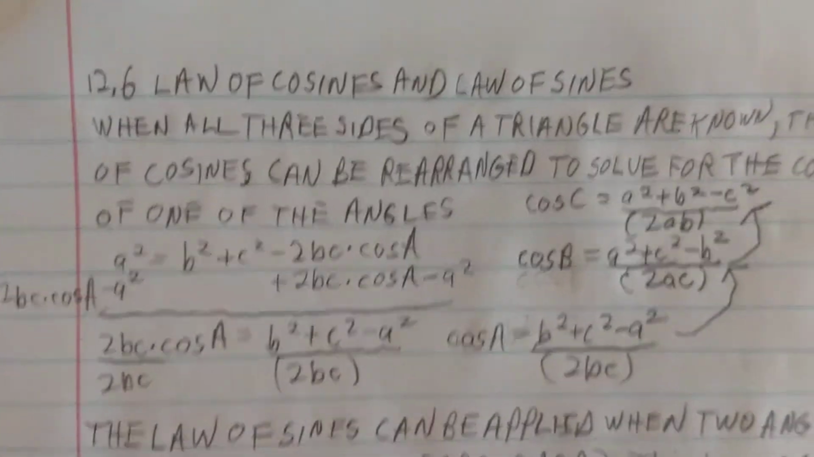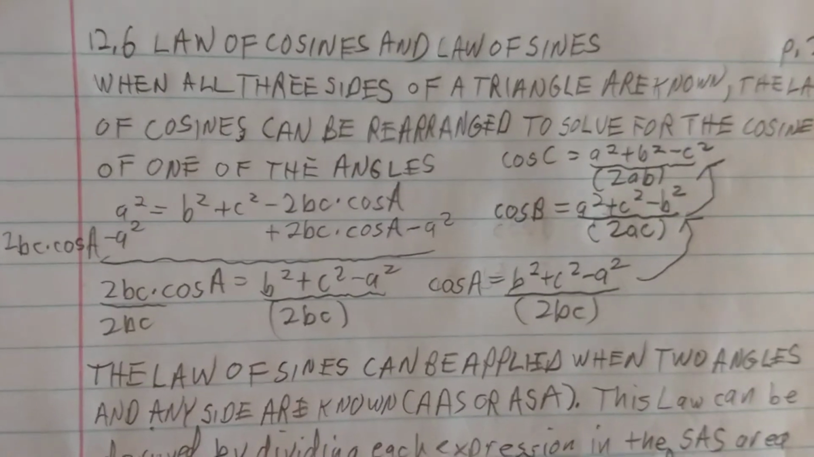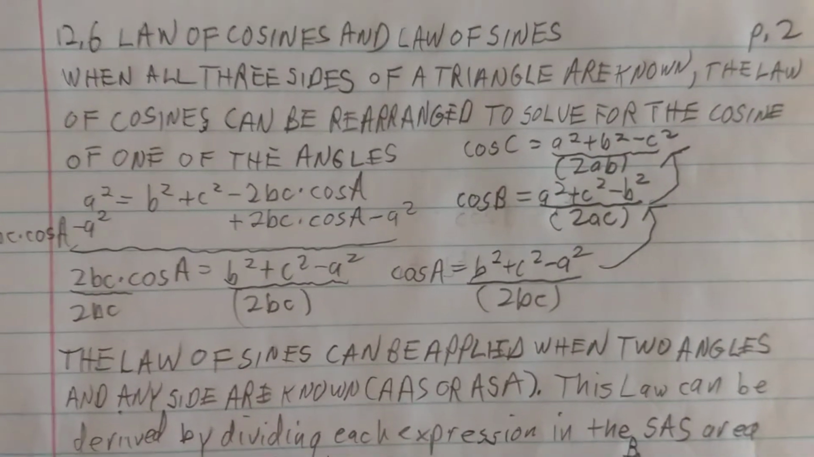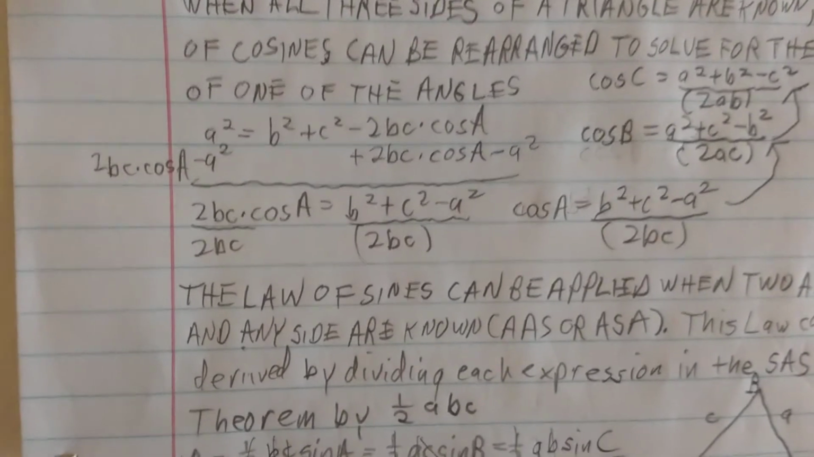Now, when all sides of a triangle are known, the law of cosines can be rearranged like we just did to solve for the cosine of one of the angles. Now watch how I do it for one of them.